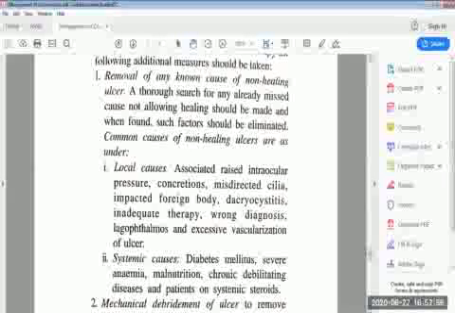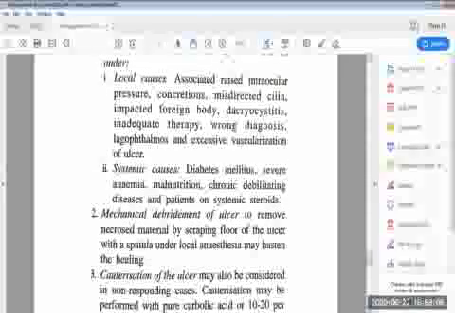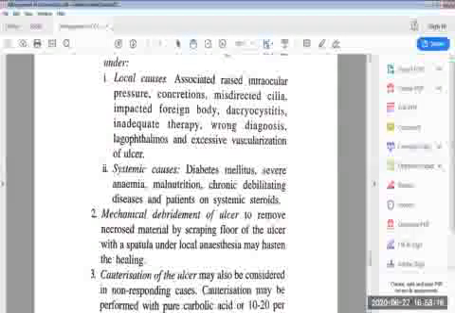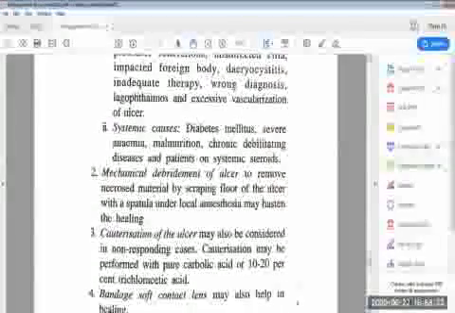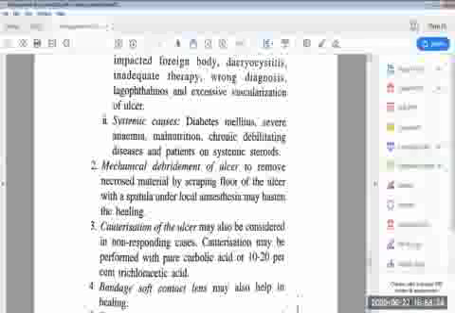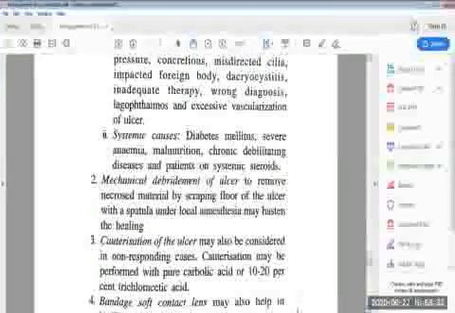The common causes of non-healing ulcers are as under. Local causes: the associated raised intraocular pressure, concretions, misdirected cilia, impacted foreign body, dacryocystitis, inadequate therapy, wrong diagnosis, lagophthalmos, and excessive vascularization of ulcer. Systemic causes: diabetes mellitus, severe anemia, malnutrition, chronic debilitating diseases, and patients on systemic steroids. These causes should all be eradicated.